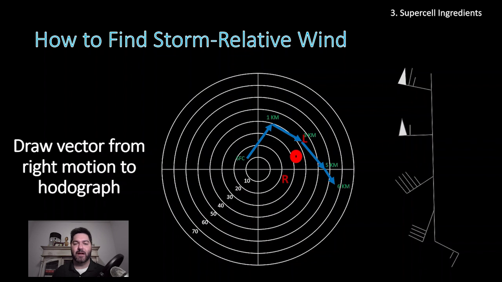And you can see where I've labeled the right mover motion as R here. Basically, you take a vector, the tail of a vector at the R location, and then move it towards the hodograph. You'll see that here with this green vector moving to the surface. That's the storm relative motion at the surface, and at 1 kilometer, 3 kilometers, 5 kilometers, and 6 kilometers.